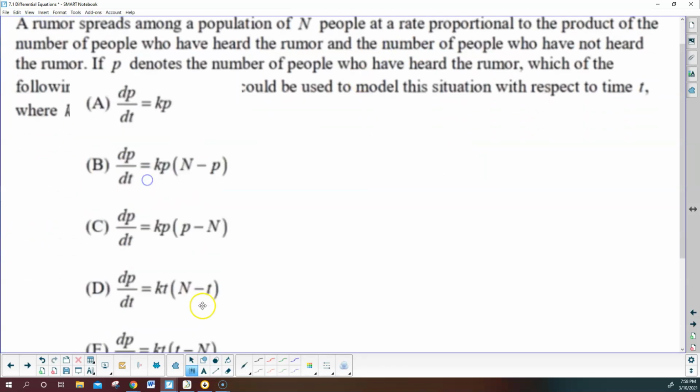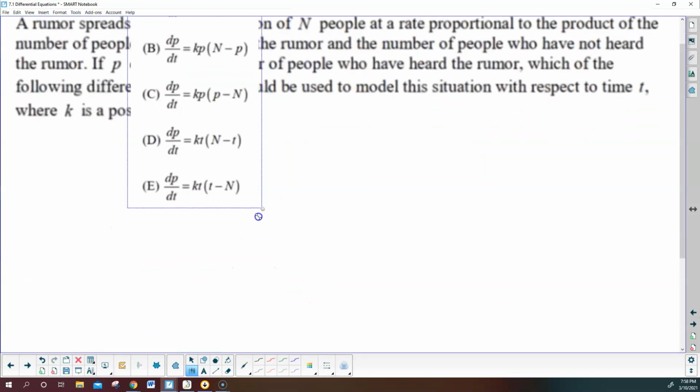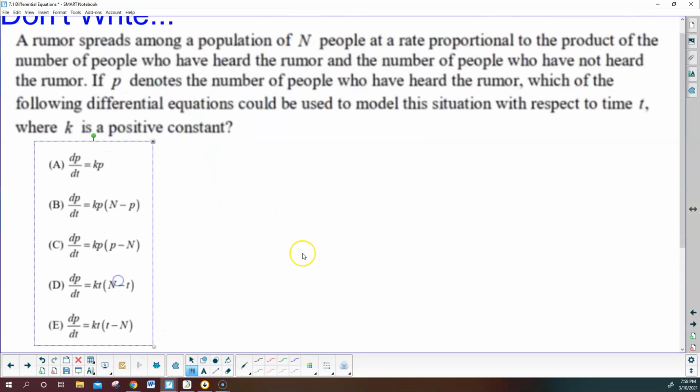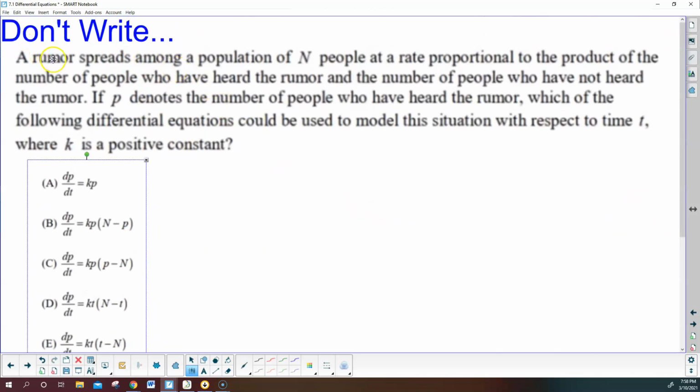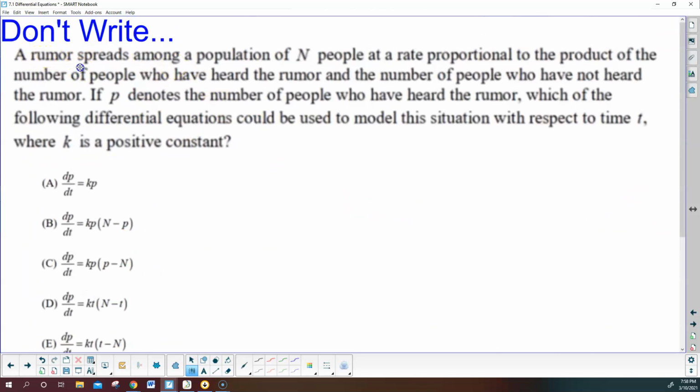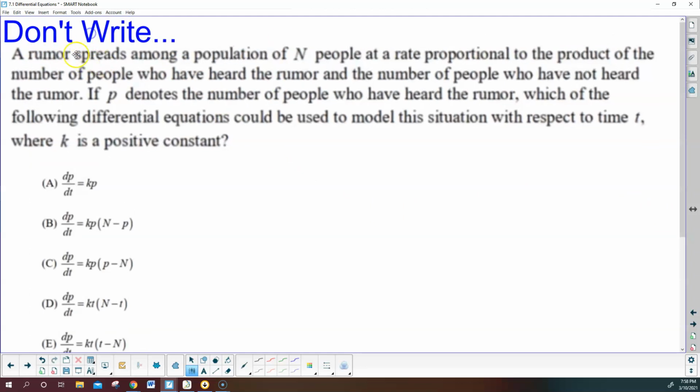This is a somewhat famous style of a problem. It's a rumor. So a rumor spreads. Now I've seen these problems with a virus spreading, but I don't think they're going to do that because of everything that's going on with COVID right now. So they're going to probably talk about it as a rumor spreads instead. But a rumor spreads amongst a population of n people.